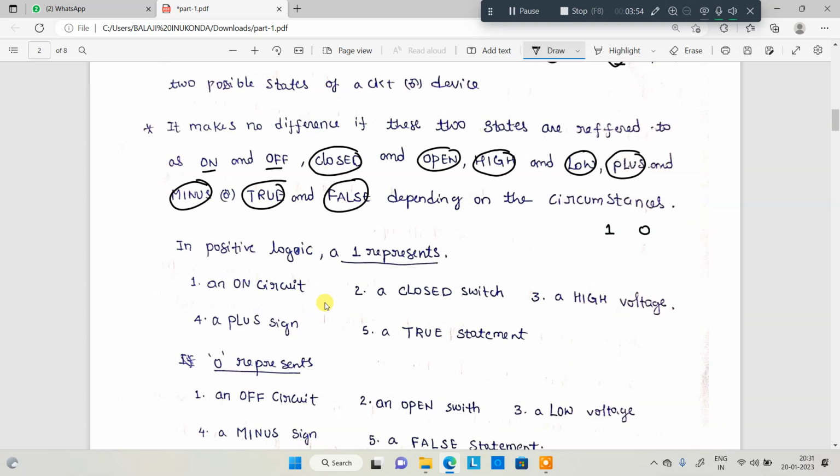So this particular 1 and 0 can be represented as on and off. On is nothing but a 1, off is nothing but a 0. Closed and open: closed is nothing but a 1, open is nothing but a 0. High and low: high is nothing but a 1, low is nothing but a 0. Plus and minus: plus is nothing but a 1, minus is nothing but a 0. Likewise, true is 1, false is 0. Based on that, okay, clear?